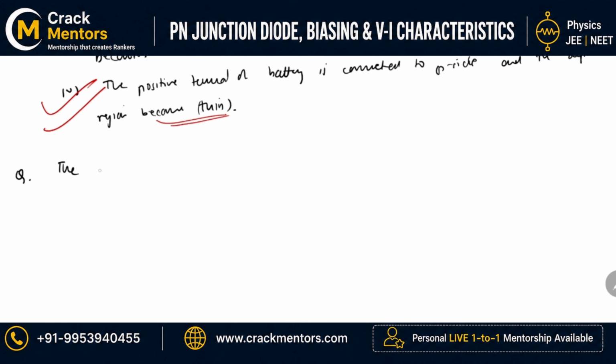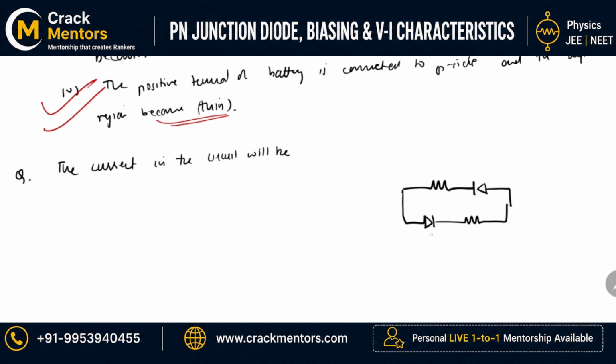The next question says, the current in the circuit will be, which circuit? The circuit looks something like this. Here, this is my 20 ohm, this is my 5 volt, this is my D2, this is my 30 ohm, this is my D1, and this is my 20 ohm. You have to tell what is the current in the circuit.